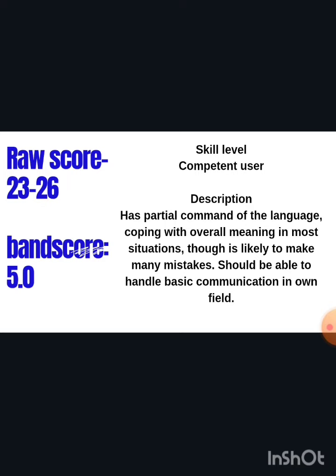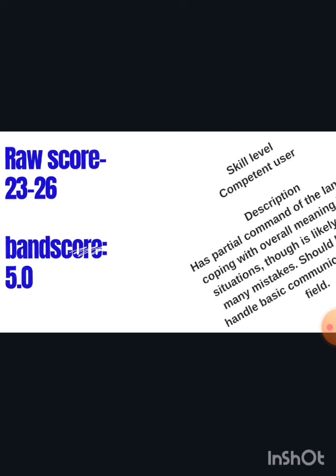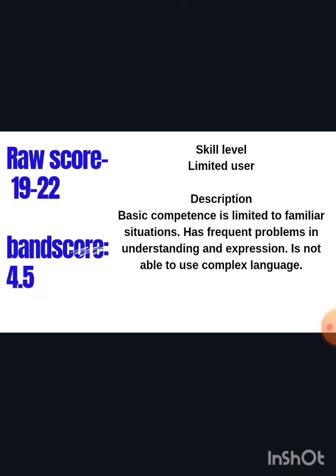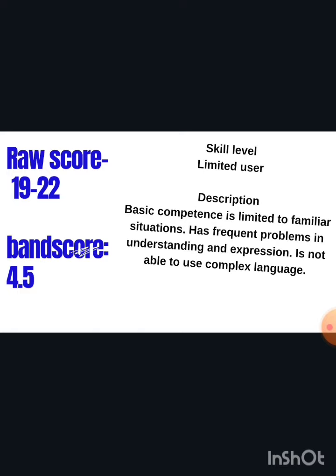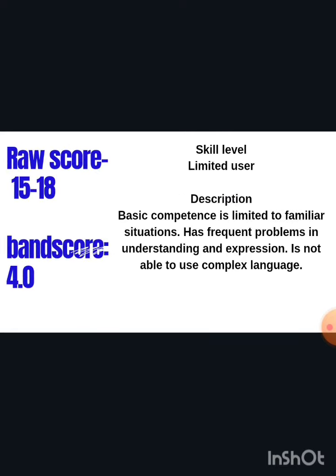And if you get a raw score of 23 to 26, that means you have a band score of 5.0. You are also a competent user, but you are only able to handle basic communication in your own field. If you get a raw score of 19 to 22, you have a band score 4.5, and that means you're a limited user. Your basic competence is limited to familiar situations. A band score of 4.0 earns a raw score of 15 to 18.